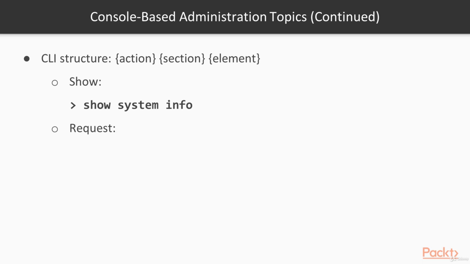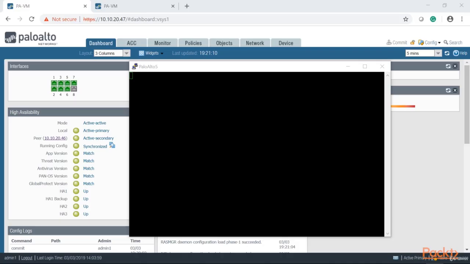So in particular, we're going to take a look at show. How can show commands help us to find information that we need inside the firewall, and request. So we're going to instruct the Palo Alto to perform a command execution by using our function, which in this case is going to be request. Okay, so let's take a look at the console.